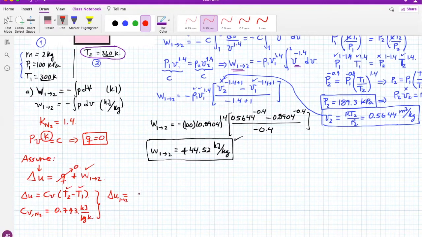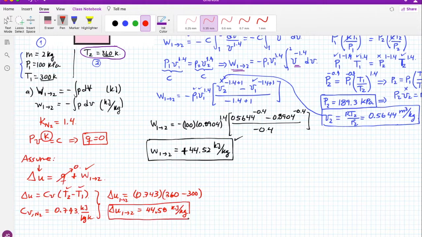Now, with these two pieces of information, you can get delta U when you go from 1 to 2: 0.743 times 360 minus 300. Everything is put in Kelvin. With this, you will get that this value is actually 44.58 kilojoules per kilogram. Now, this is pretty close to this value over here. Something can change because you have a lot of things going on here, with these operations, the exponent of 1.4, and all these decimals. So some things can change.